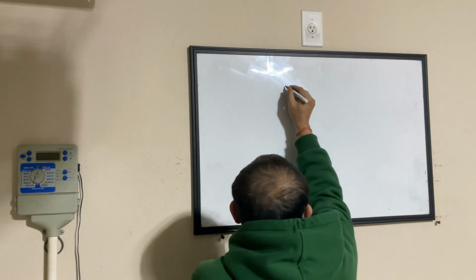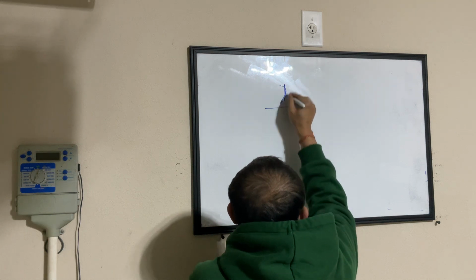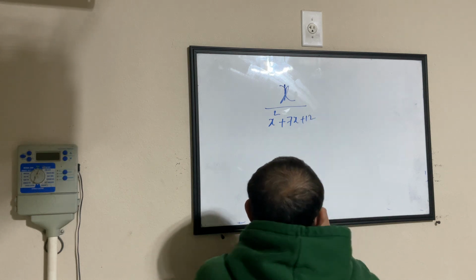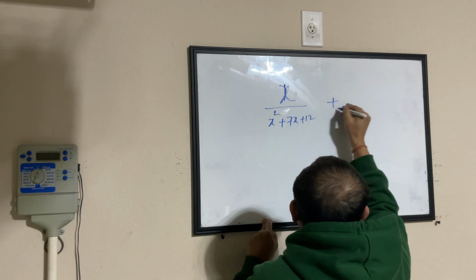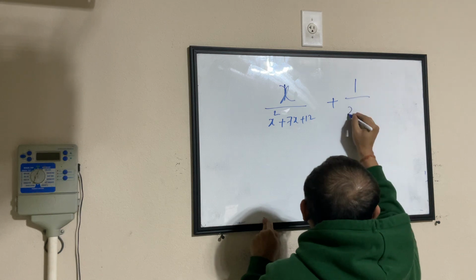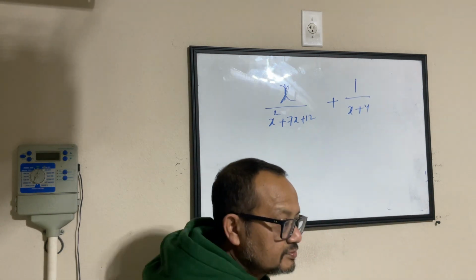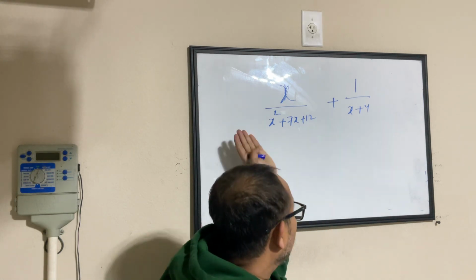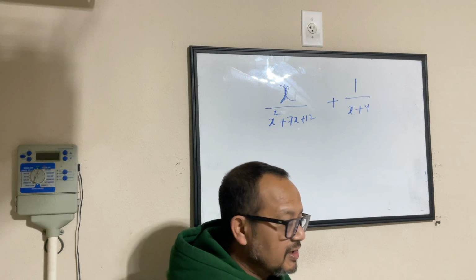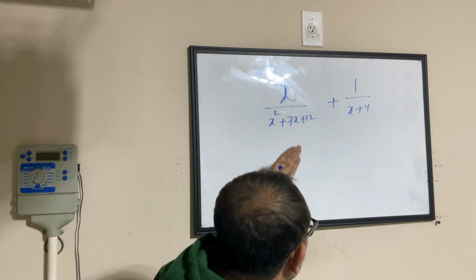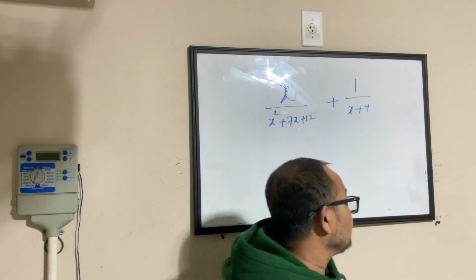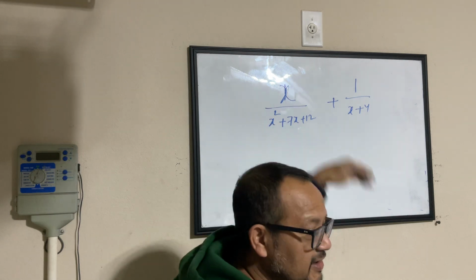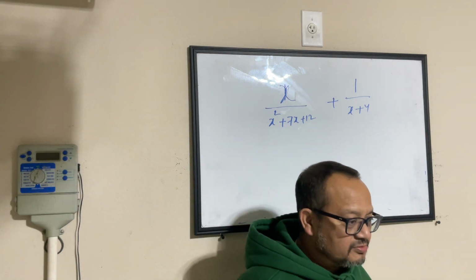Let's say I have x by x squared plus 7x plus 12, plus 1 by x plus 4. Now if I have this and I have to add these two expressions, if I try adding it, the most fundamental approach would be, this is one thing, this is another thing. I will take LCM of this and then do it like a regular fraction addition we do. Are you guys with me?